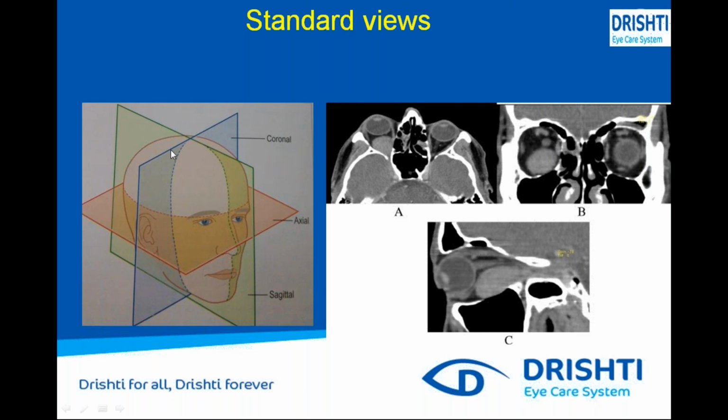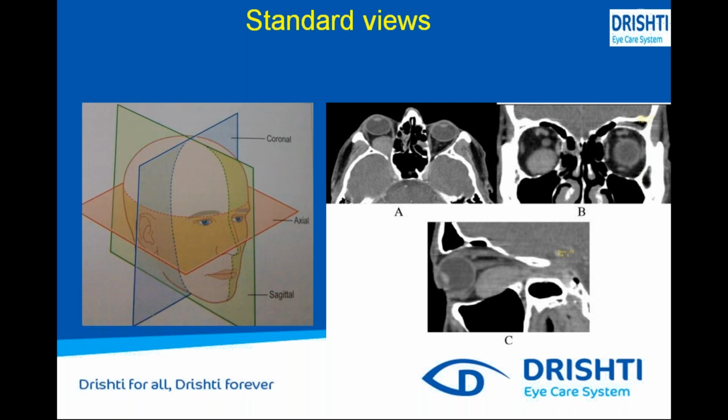And the third one is the sagittal view, that is C. In the sagittal view, what happens? The CT scan machine divides our head into two parts, and an image is taken from both. The two images are superimposed into a single image to give a 3D view. So that is the sagittal view. There are three views: coronal, axial, and sagittal.